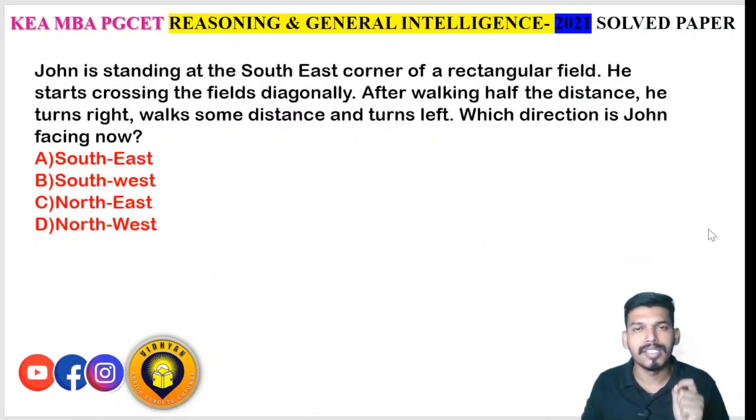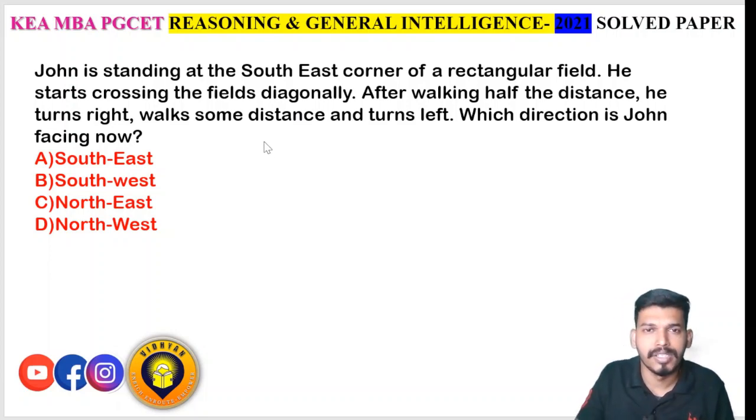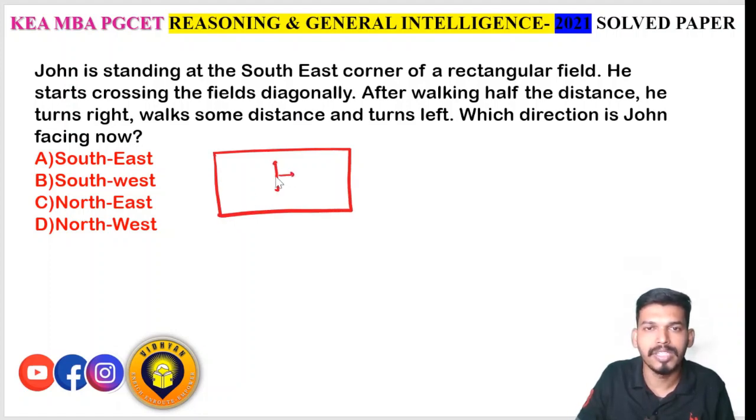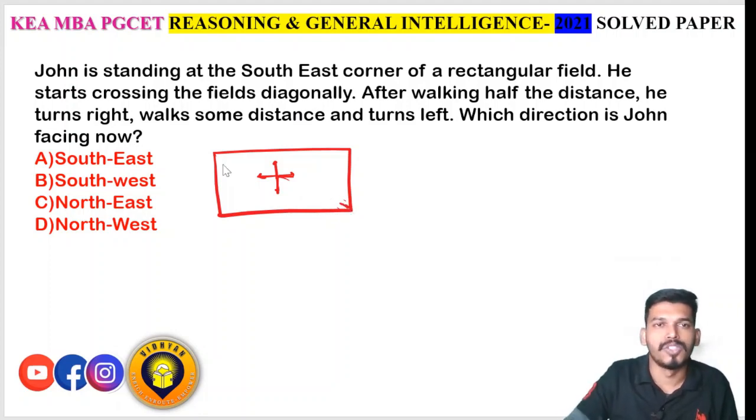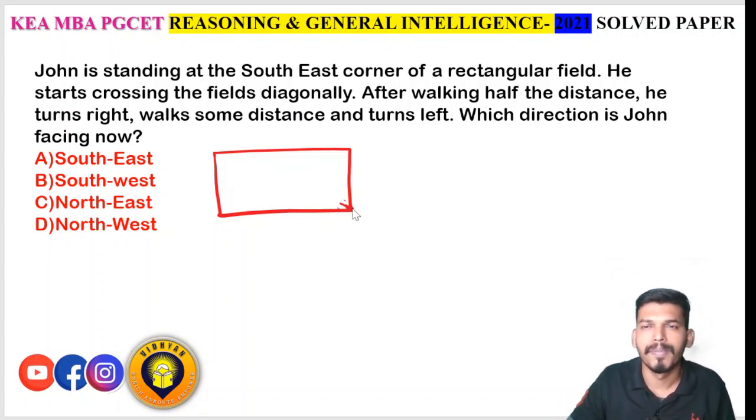John is standing at the southeast corner of a rectangular field. So there is a rectangular field. Which one is the southeast corner? See, this is north, south, east, west. This is south and this is east. So southeast means he is standing at this corner. So John is standing at the southeast corner of the rectangular field. That means here. He starts crossing the field diagonally. After walking half the distance, he turns right.